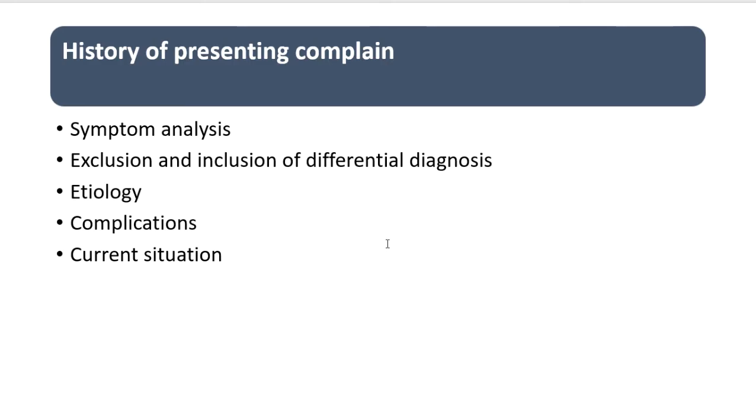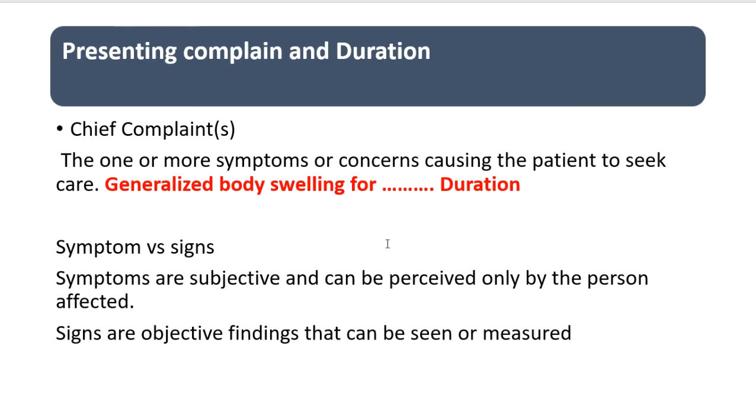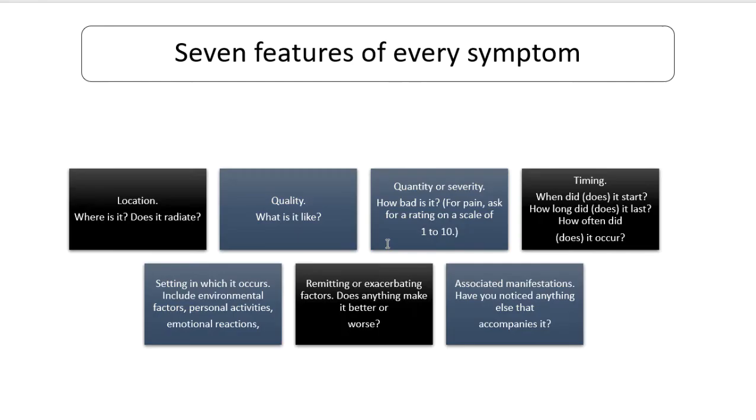So now you have analyzed the symptoms. Then you have to know about what systems can be affected, like differential diagnosis. Then you have to ask about etiology. Then you can ask about complications, right? So whether any complication has happened and the current situation. So this is called history of presenting complaint. In the history of presenting complaint, there is something called symptom analysis. In the symptom analysis, you have to analyze 7 features of every symptom, right?